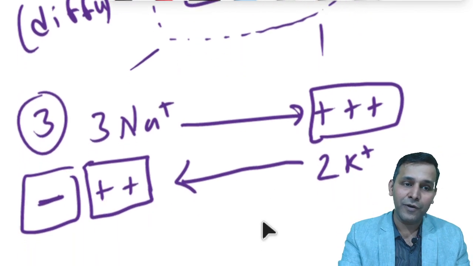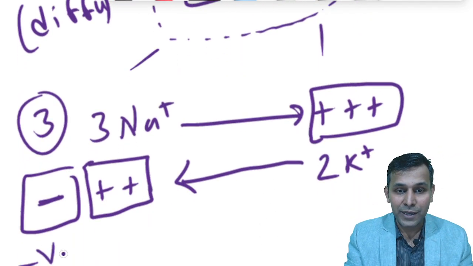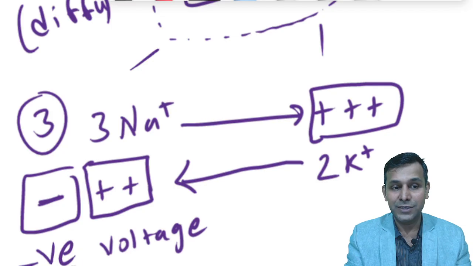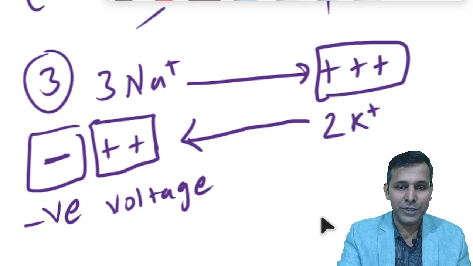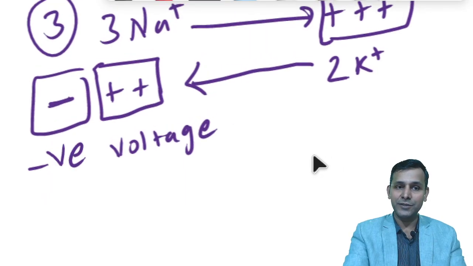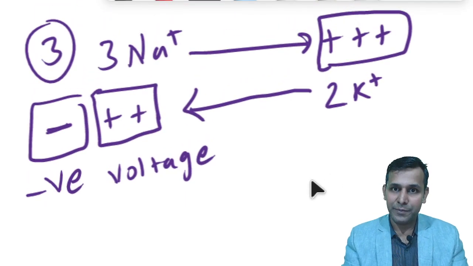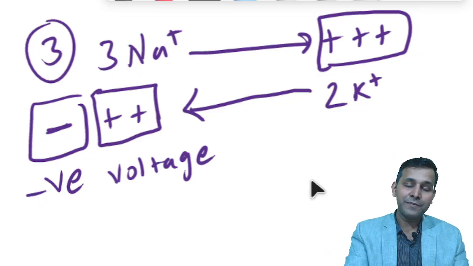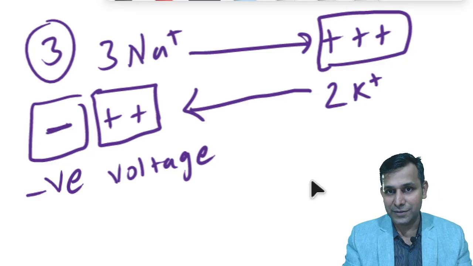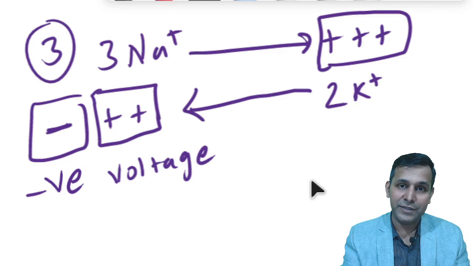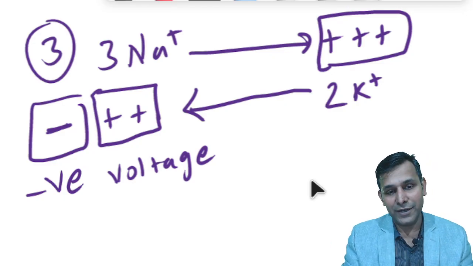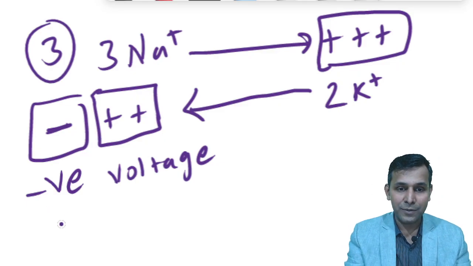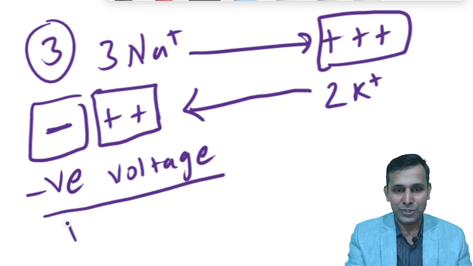So whenever this pump works, it develops a negative voltage inside the cell. Remember, 3 sodium going out, 2 potassium coming in, means 3 positive going out, 2 positive coming in. Means there is a loss of 1 positive inside, and that means a gain of 1 negative inside. And that causes the development of negative voltage. So this pump develops the negative voltage.